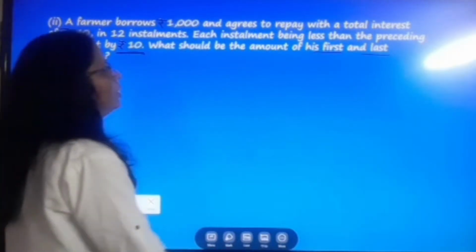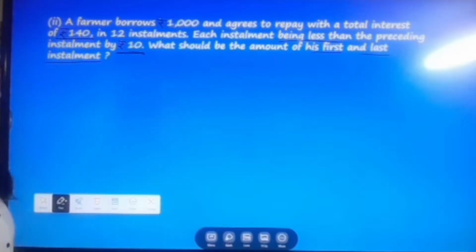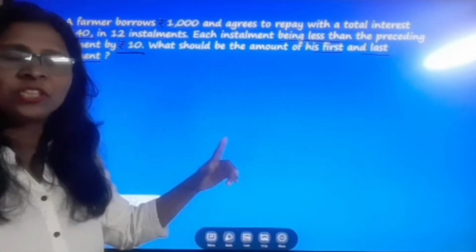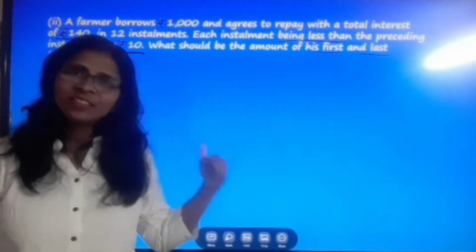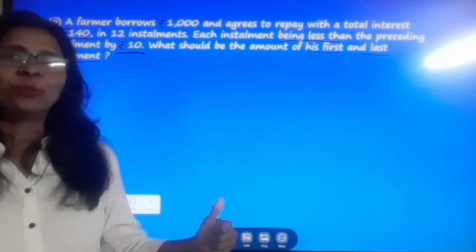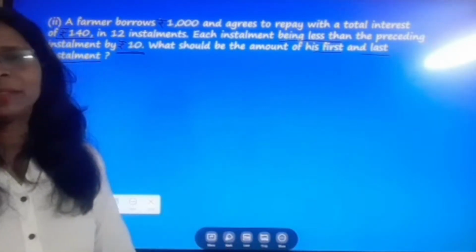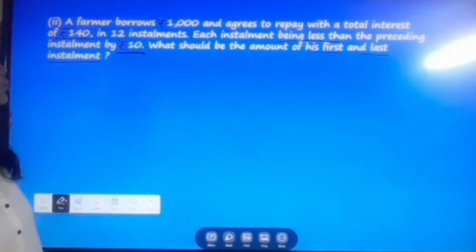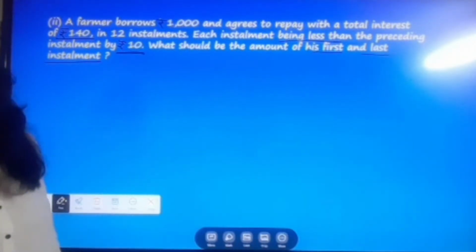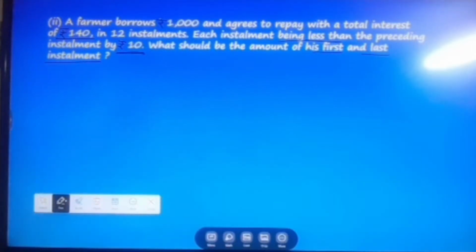First and last installments. Okay, students, now see this question. Do you know which chapter this question arises from? This question arises from the chapter Arithmetic Progression, students. So you should solve it with the help of the arithmetic progression formula. Now here, the farmer borrows rupees 1000.